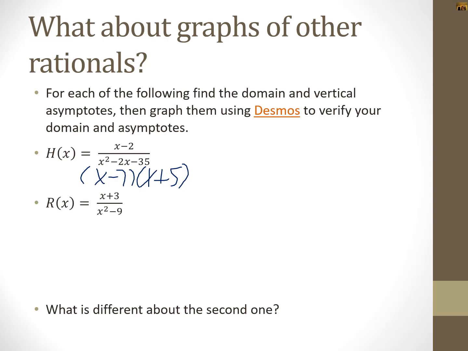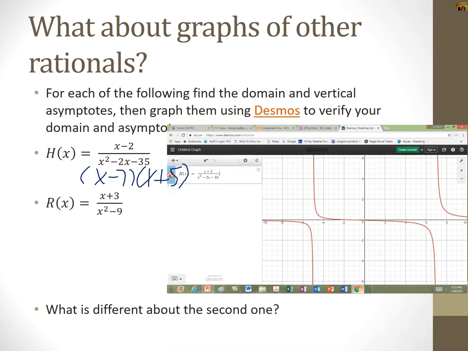So when we look at the graph of that, notice that over here at -5, because that's a number that can't be plugged in, we have a vertical asymptote. Notice that over here at 7, which is another number we can't plug in, we also have a vertical asymptote. But that graph of r of x was a little bit interesting. The same thing didn't happen.